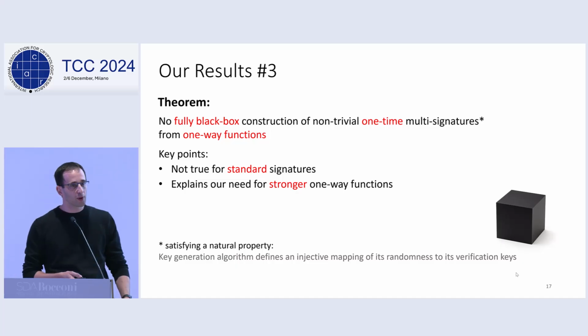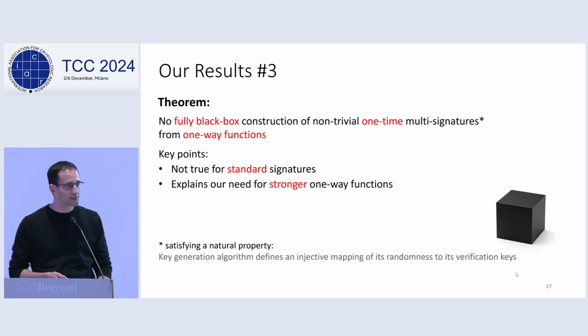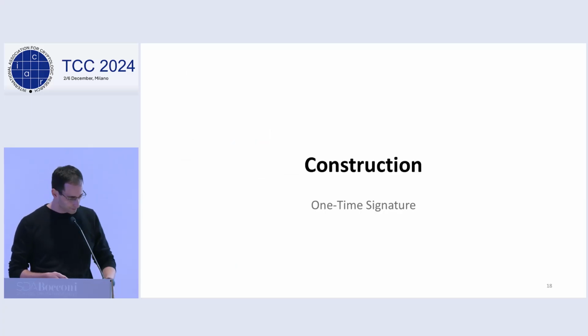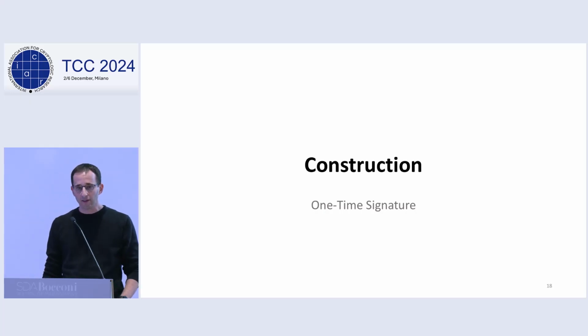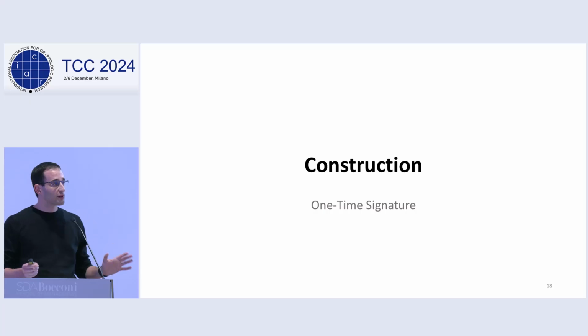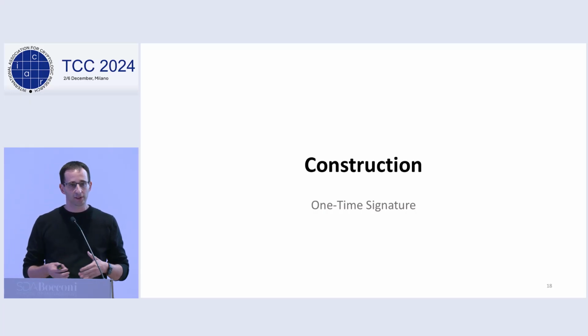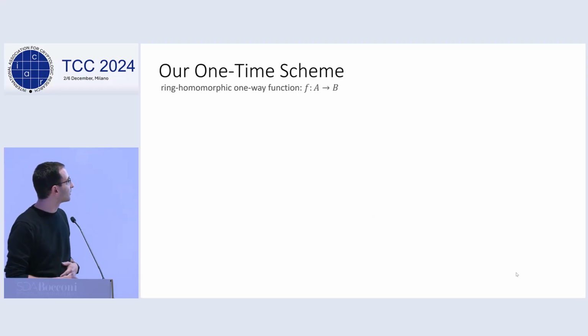Okay, and the lower bound works for almost all schemes. There's some caveats that you can read down here. But all our constructions satisfy this. So in the last minute that I have, I'm just going to show the construction of the one-time signature. I'm not going to talk about completeness and soundness and stuff like that. But I want you to see the scheme.